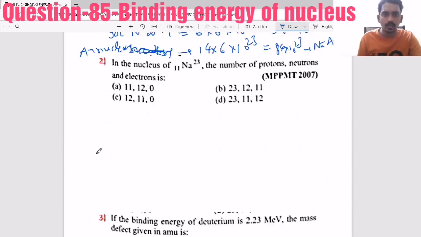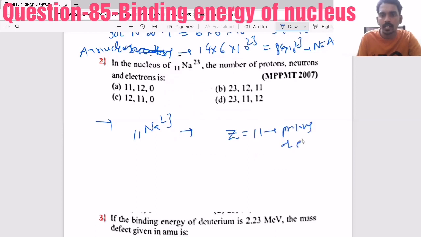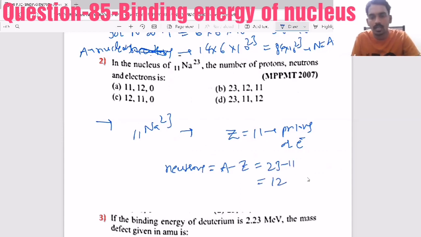Now the next one, a simple question, similar question I think. 11 sodium 23. The number of protons means Z. Z equal to 11 protons or electrons. And neutrons means A minus Z. A minus Z means 23 minus 11, that is 12. So 11 protons, 12 neutrons and 11 electrons.